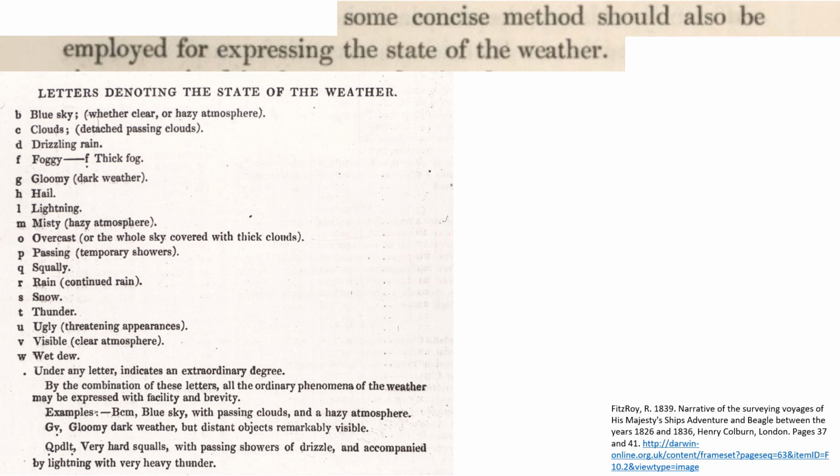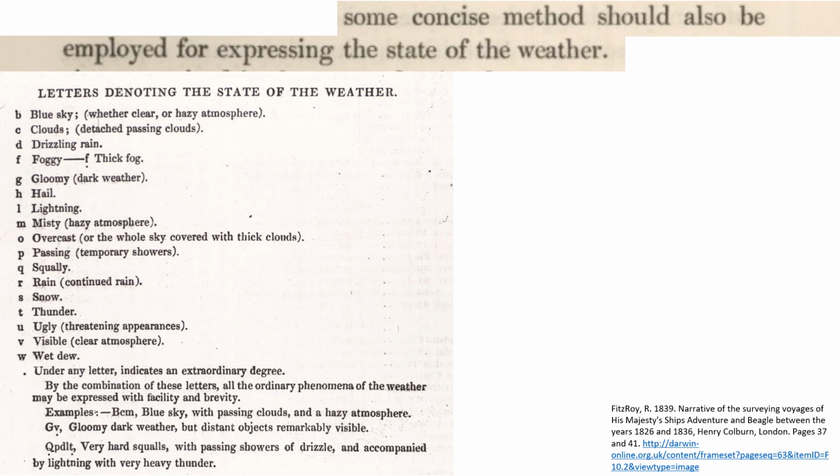And it was not just the force of the wind that interested Beaufort. His instructions to Fitzroy also stated, "some concise method should also be employed for expressing the state of the weather." And here we have Beaufort's letters denoting the state of the weather. So we have B for blue skies, C for clouds, D for drizzling rain, etc., all the way down to W for wet dew. And then Beaufort states a dot under any letter indicates an extraordinary degree. And then he importantly states that by the combination of these letters, all the ordinary phenomena of the weather may be expressed with facility and brevity.